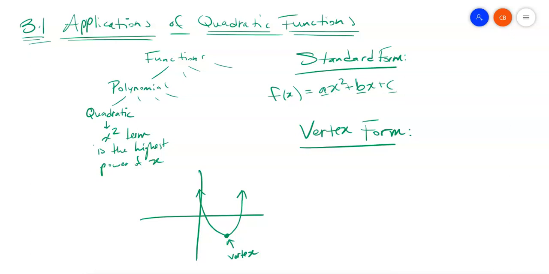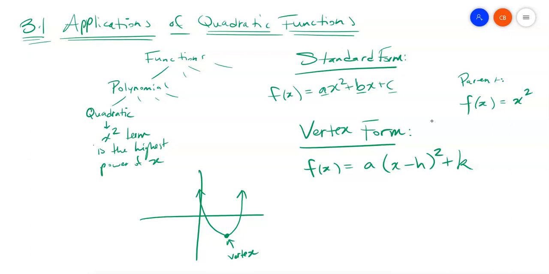And so this vertex form, it looks a little bit different than the standard form. It actually resembles the parent function. The parent function of a quadratic, do you know how it would look? The parent function for a quadratic, what should it be? The best bet, and of course it's the right one, it would just go f of x equals x squared. This would be the parent function.